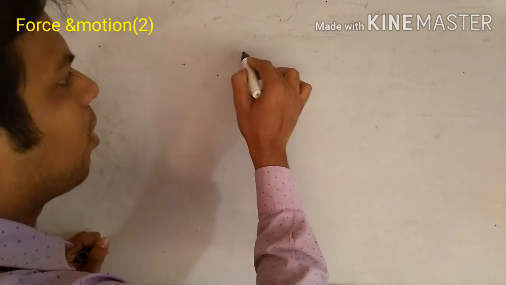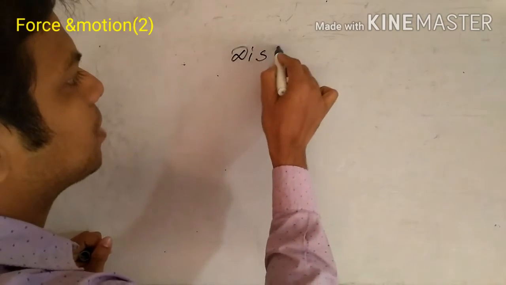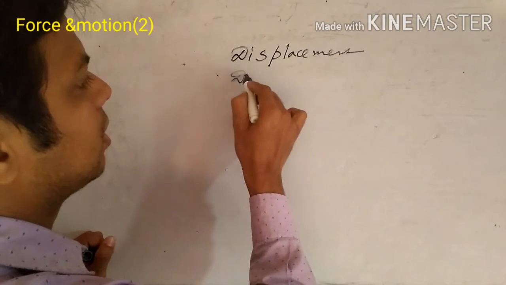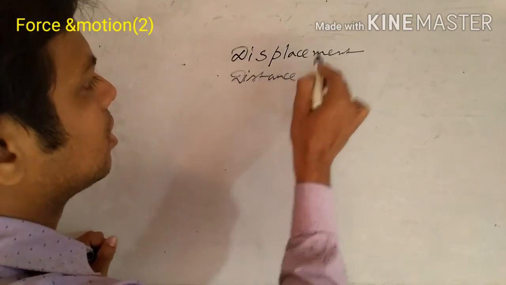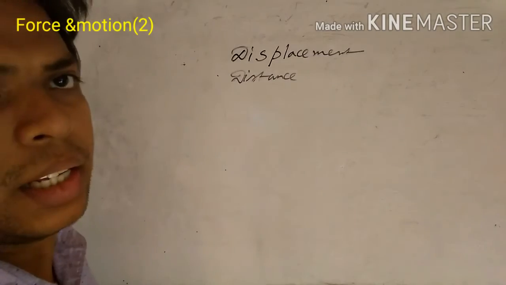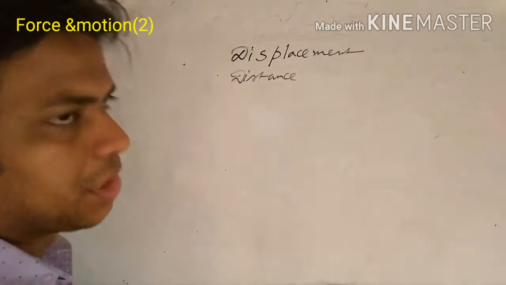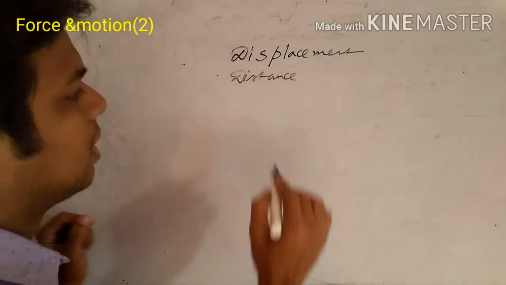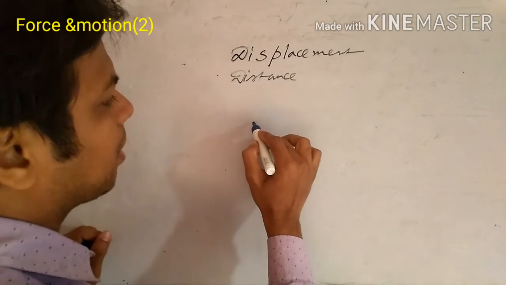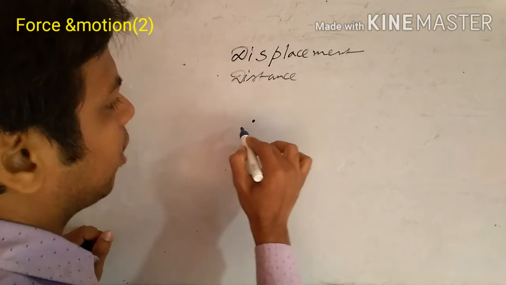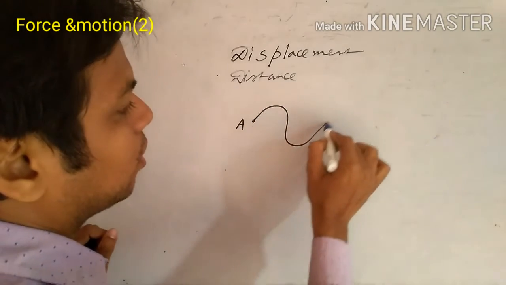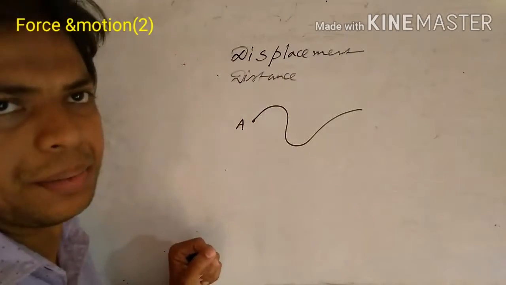Now we're discussing the displacement and the distance in case of an object. An object can traverse any path. Let an object start from A and then go in this way.